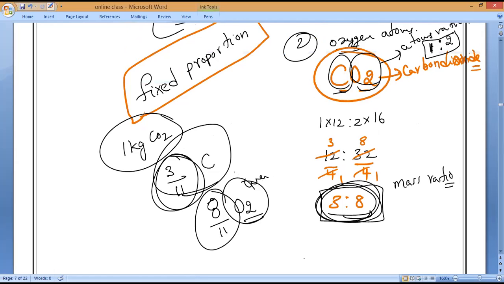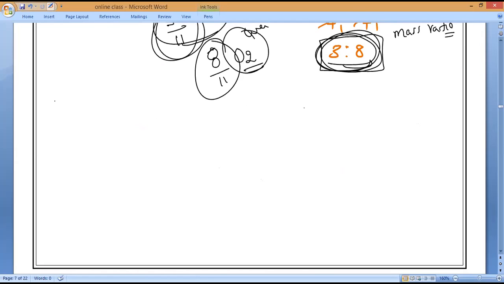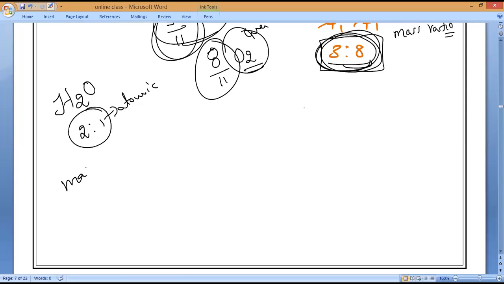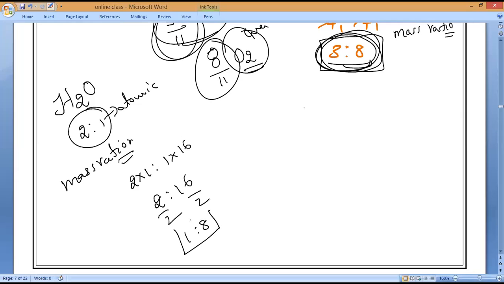Always in a given compound, suppose you take water. What is the ratio? Always 2 hydrogens and 1 oxygen. That is the atomic ratio. But what is the mass ratio? 2 into 1 is to 1 into 16, which equals 2 is to 16. Divided by 2, so 1 is to 8. This is the mass ratio. The mass ratio always remains constant.